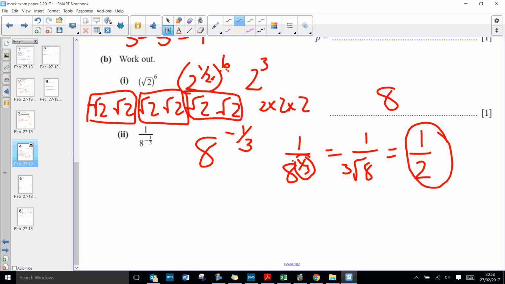So we've got 1 divided by 1/2. When we divide fractions, we multiply by the reciprocal, which gives us 2.